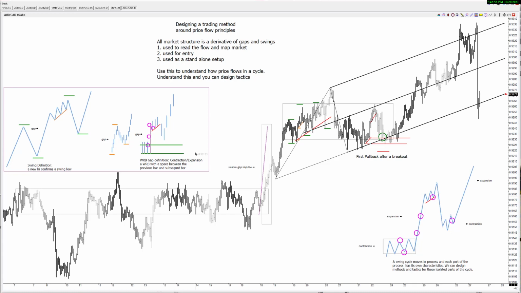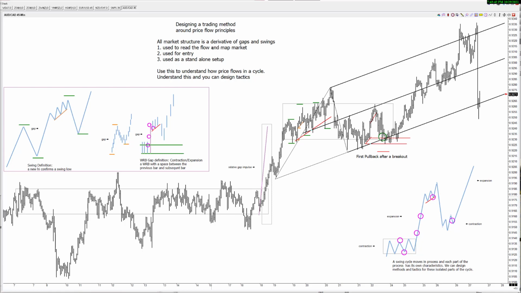If we are to design some trading methods, we need to design them around price flow principles. They have to adhere to certain principles, and that's what we're going to try to understand today. The method doesn't need to be complicated. It looks like I got a lot going on here, but it doesn't need to be complicated, because all market structure, which is structuring price flow, structuring a gap, structuring a mountain, is a derivative of gaps and swings. That's it. That's the foundation. Gaps and swings. All of it.